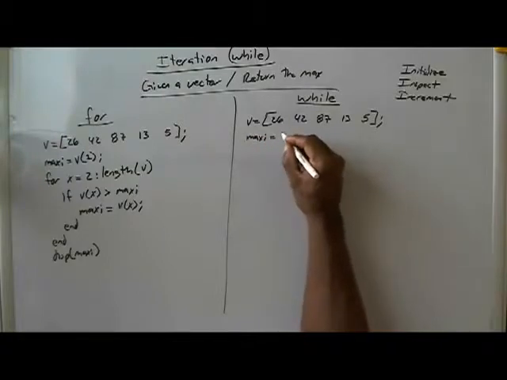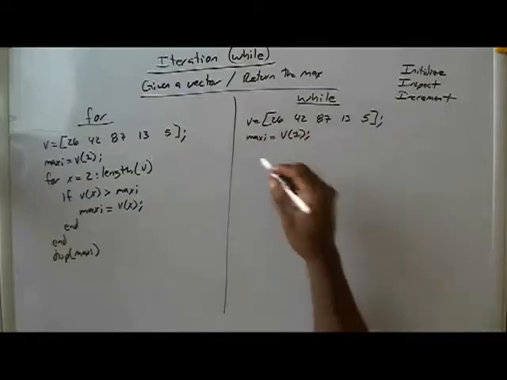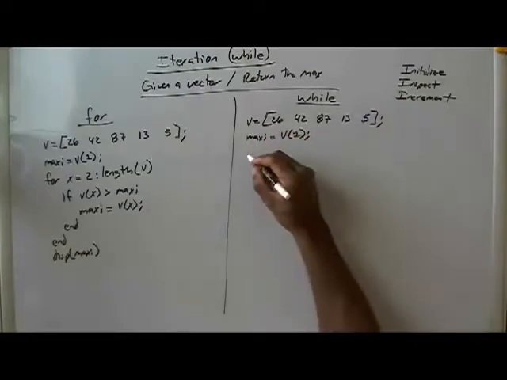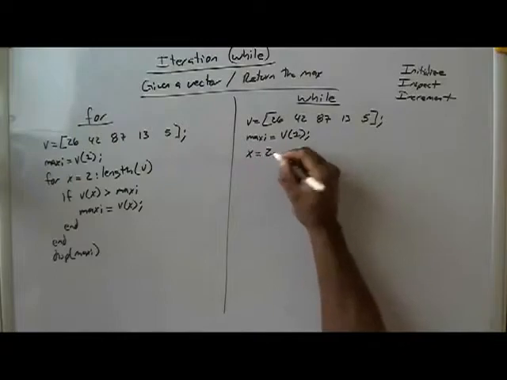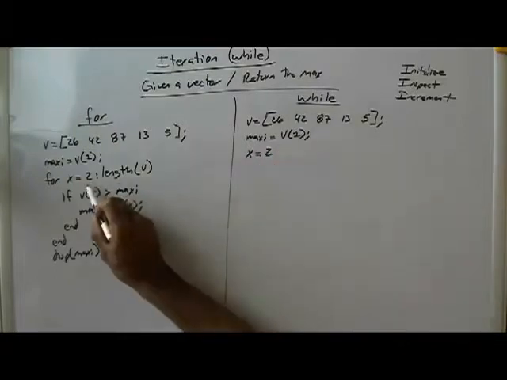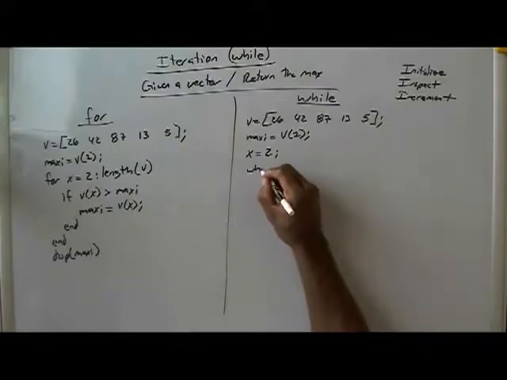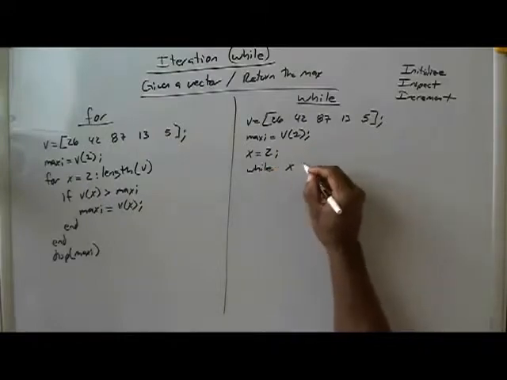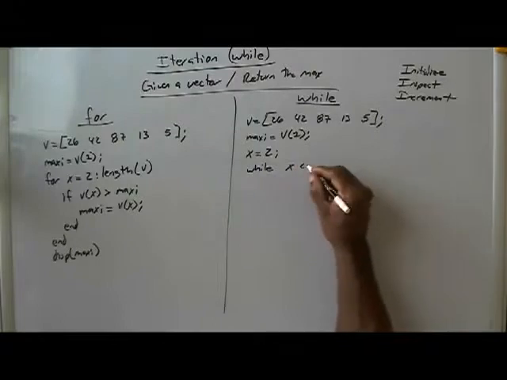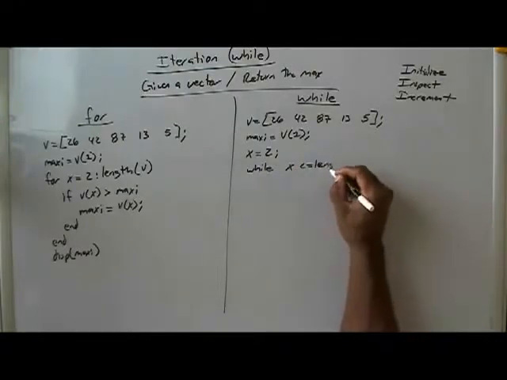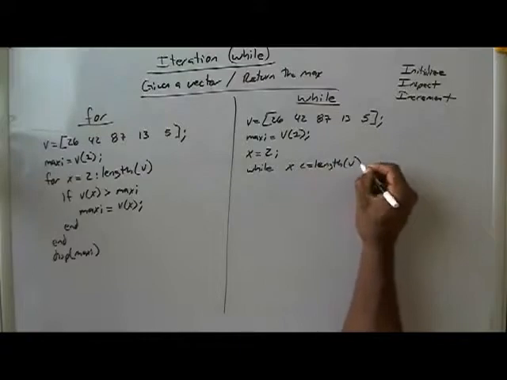Maxi equals v1. So as of now, these are identical. Now they change a bit. Now I must initialize my loop variable. I'm going to once again call it x. This time I'm going to initialize it to 2 because that's what happened over here in the for loop. So we initialize it to 2, which is perfectly fine, while x is less than or equal to the length of v.